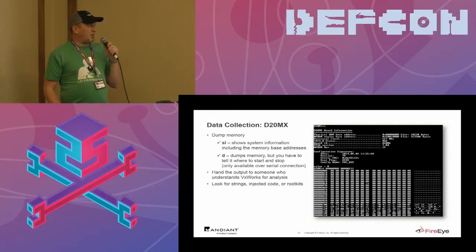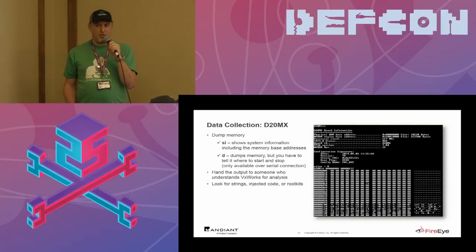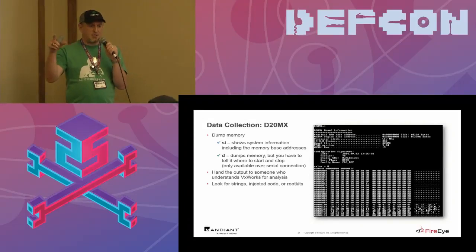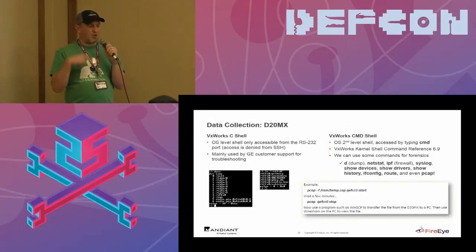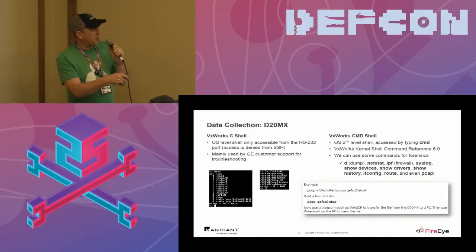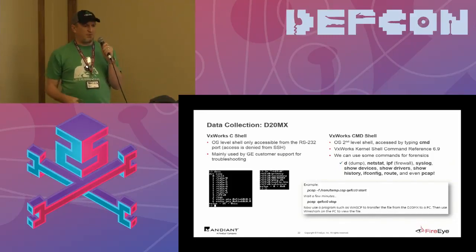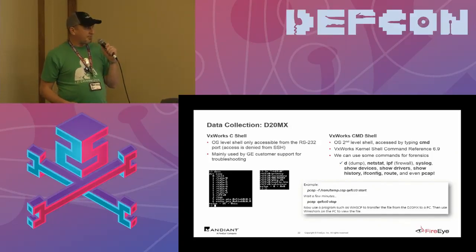Now, this is really great. VxWorks allows you to dump the memory. So you can do a system information dump, and it tells you where the memory starts in the addresses. You need to know that information when you get ready to dump the memory. You type in D, and you can see I put a D, a bunch of zeros, and then FF at the end. So I just grabbed the first 255 bytes of the memory.